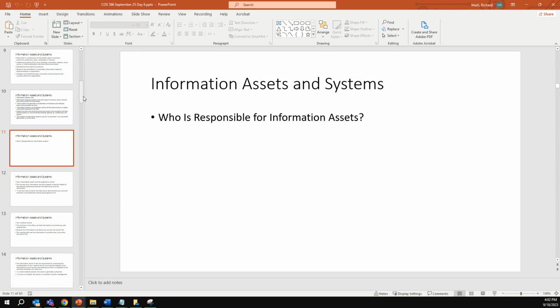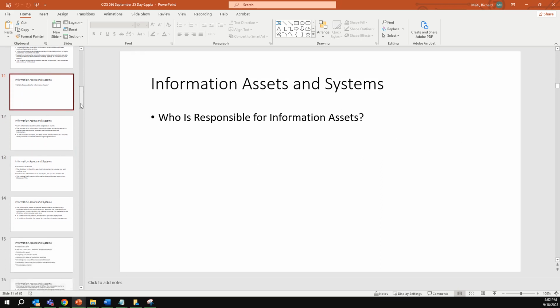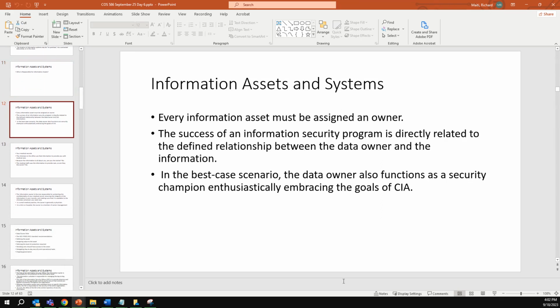Who is responsible for the information asset? So the owner. It has an assigned owner. The information security program is related to a defined relationship between the data owner and the information. So basically, the data owner is in charge of that information. The data owner also functions as the security champion to ensure the goals of the CIA, as we learned.